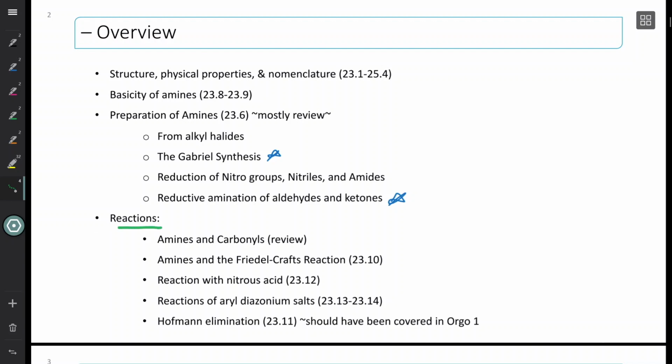And then we're going to do reactions of amines. Amines and carbonyls, mostly review, right? You've seen how amines react with aldehydes and ketones and carboxylic acids. But there is a little thing that we didn't really cover about amines and Friedel-Crafts, so we'll do that. Then we'll do the reactions of amines with nitrous acid to form diazonium, and the reactions you can do with those. And then really quickly, the Hofmann elimination. I think you saw this in Organic 1. I'm not going to test you on it, but it's another ACS content thing, so we'll quickly look at that.